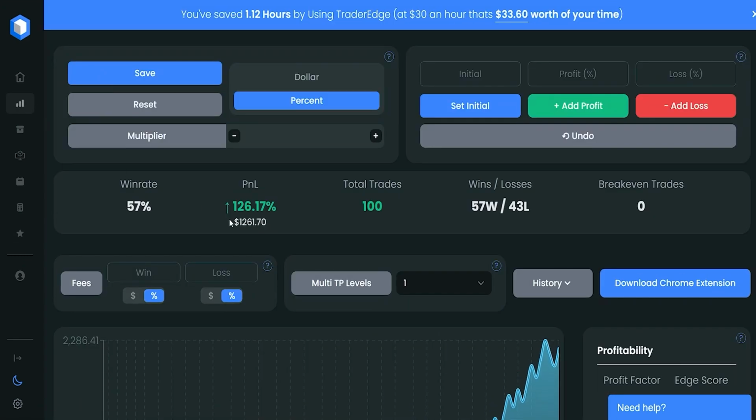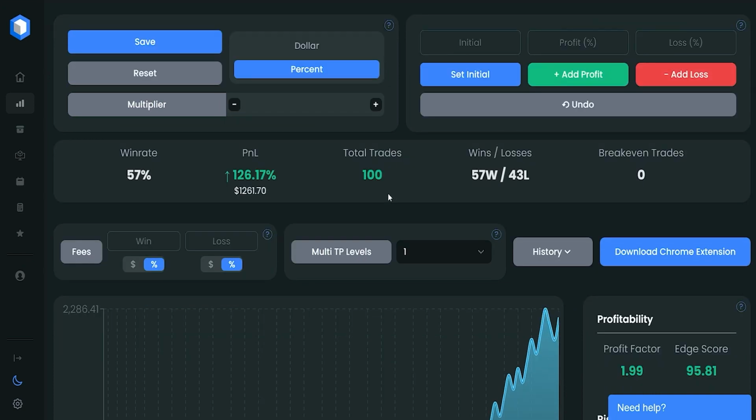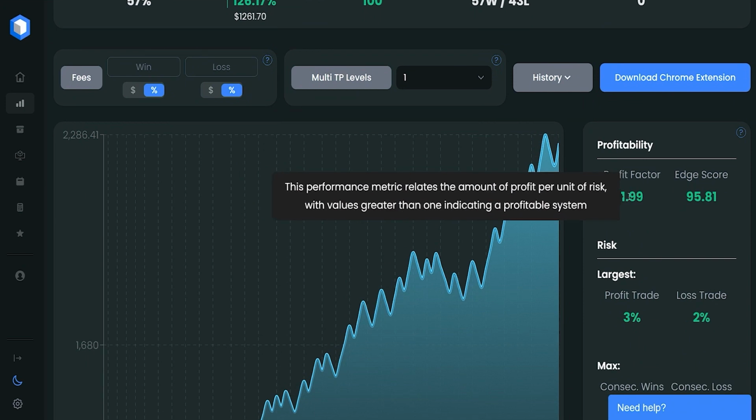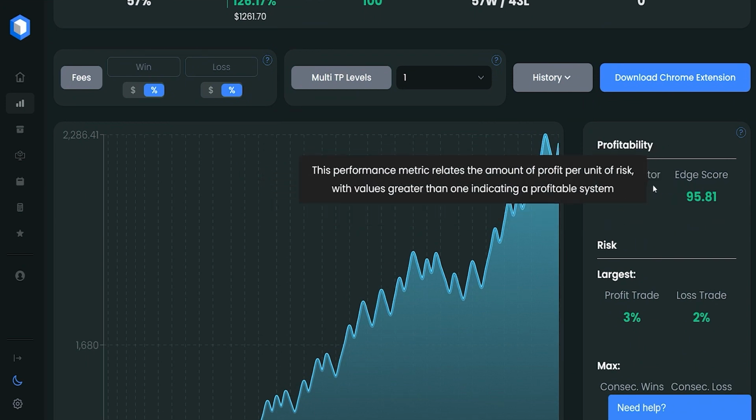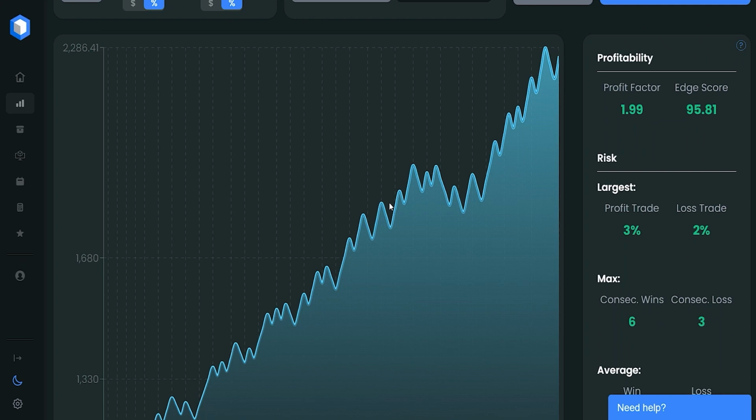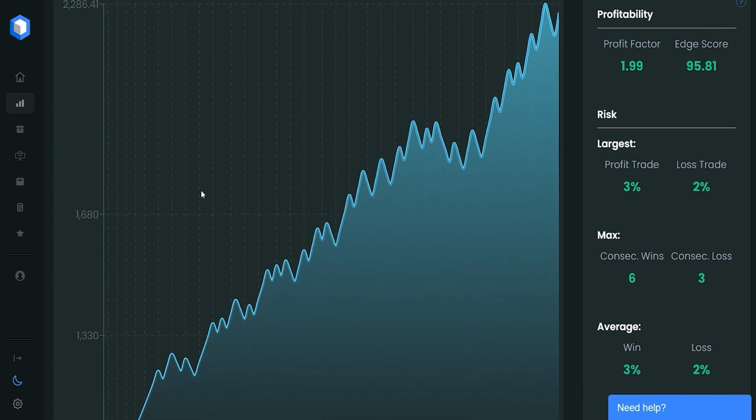Alright, back to the results. Out of all 100 trades, this trading strategy was profitable 57 times, meaning we got a 57% win rate strategy. With our initial account size set to $1,000, we grew our account by 126%, which is about $1,260. Our profit factor is 1.99, and TraderEdge gives our strategy a score of 95.81 out of 100, meaning that this strategy works exceptionally well. As you can see, we experienced only one minor drawdown, but we quickly swung back to the top.